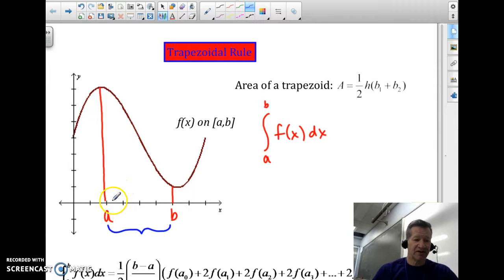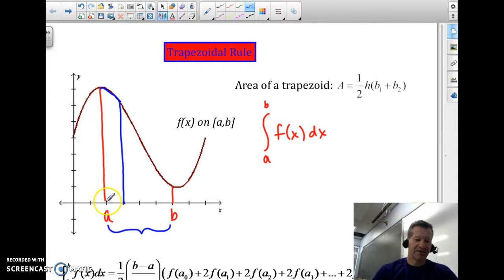Now, instead of making rectangles from the left, right, or midpoint, what I'm going to do is create trapezoids. So I'm going to go up from the left side of the subinterval, and also up to the graph from the right side of the subinterval. And then instead of drawing a rectangle, I'm going to connect these 2 points, forming a trapezoid. So I have a trapezoid. The left and right sides are parallel, top and bottom are obviously not.